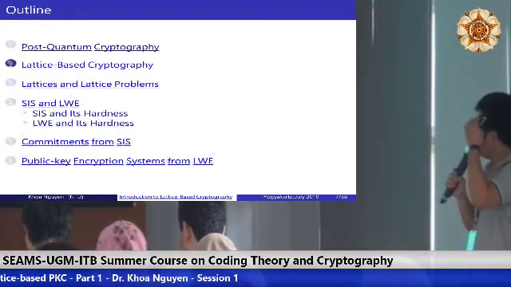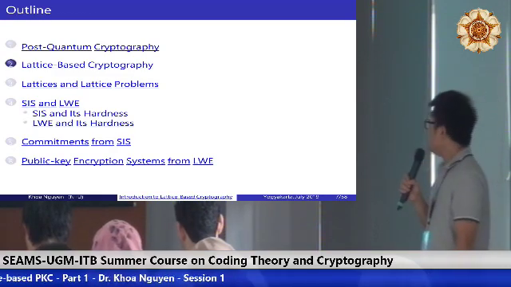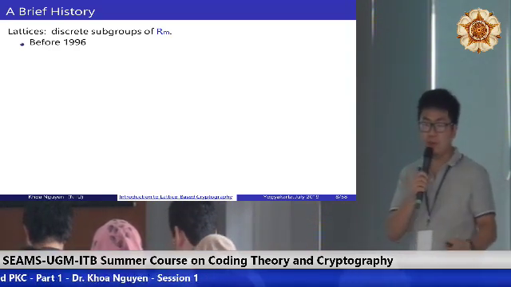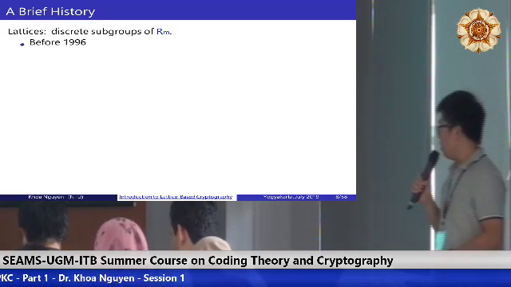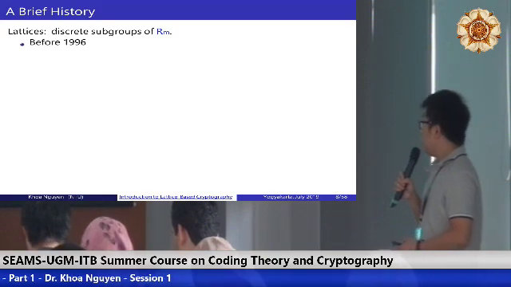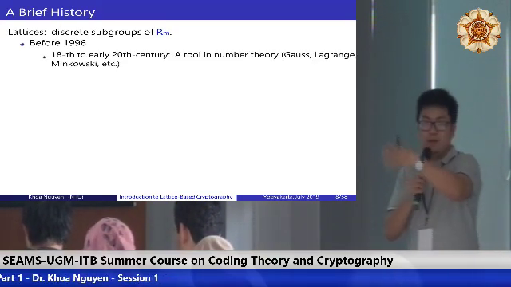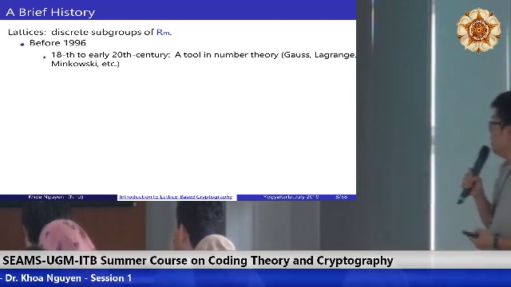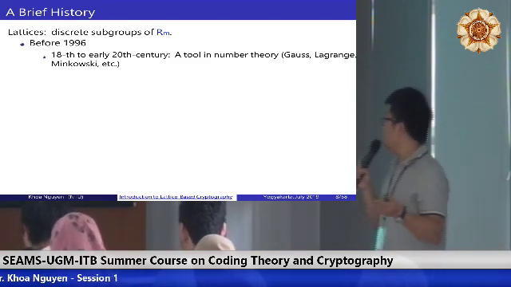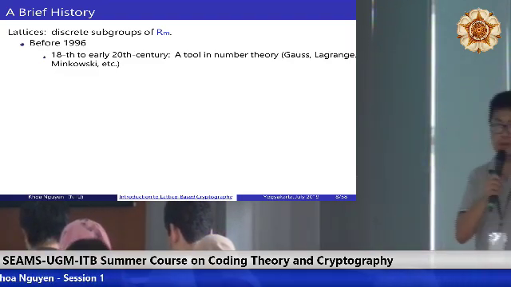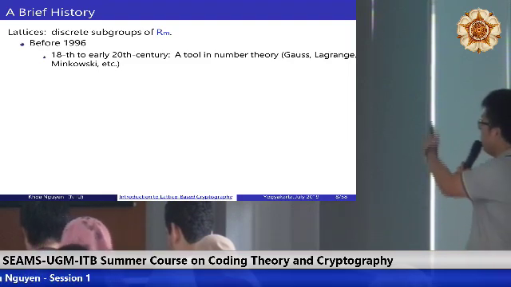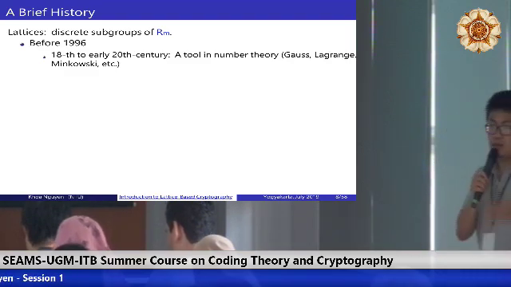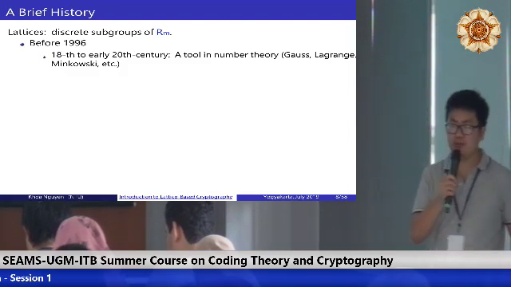Now let me talk about lattice-based crypto. Lattices, in short, are discrete subgroups of R to the m, the m-dimensional space of the reals. We can divide the history of lattice-based crypto into a few major periods. Before 1996, like 200 years ago, people already started to use lattices as a tool in number theory. Some of the prominent names include Gauss, Lagrange, Minkowski, et al. And from the 18th to early 20th century, it was just a tool in what we call the geometry of numbers.